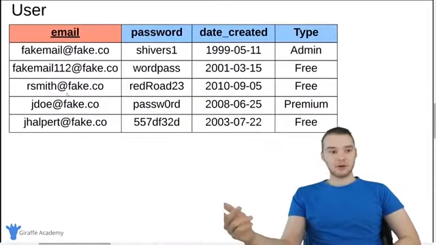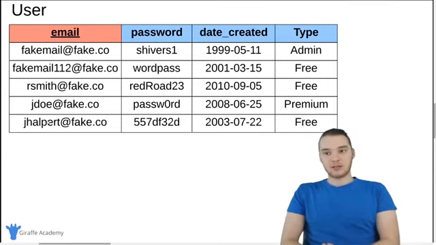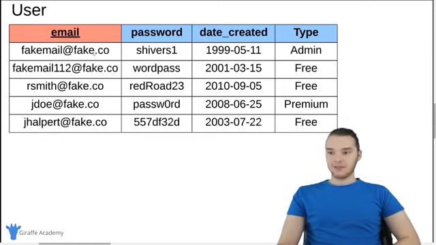So down here I have another example of a database table. This is a user table. So just like that student table, except it's storing information about users. So over here we have email, password, date created, and type. So email is going to be our primary key. You can see I put that in red and I also underlined it. And these emails are unique to each entry in the table, right? So fake mail at fake.co, no other rows in this table could have that exact email.